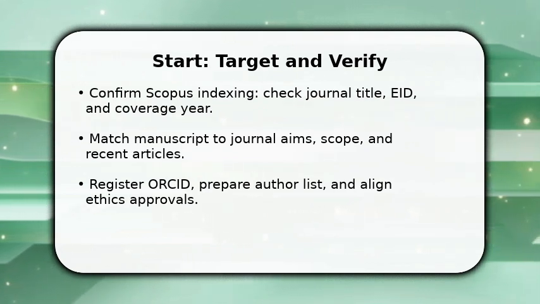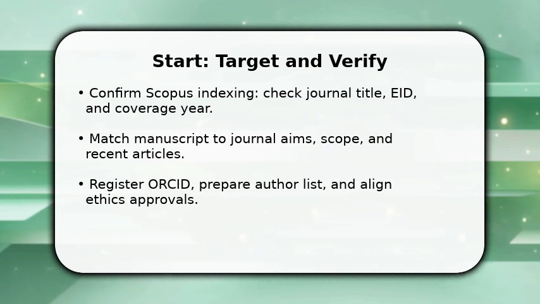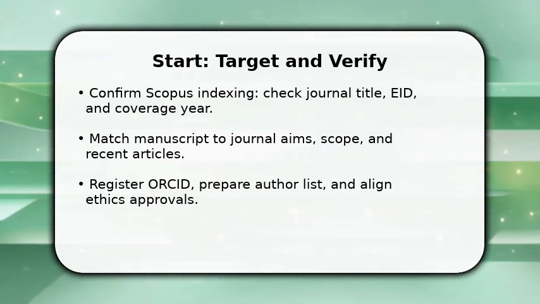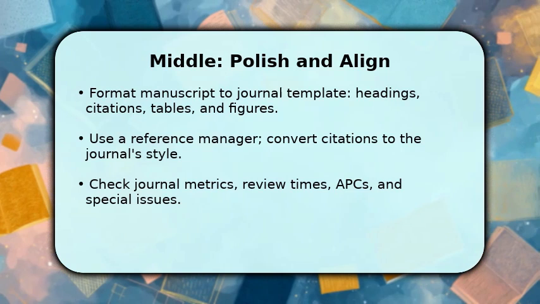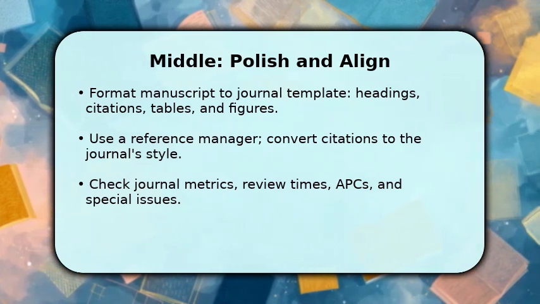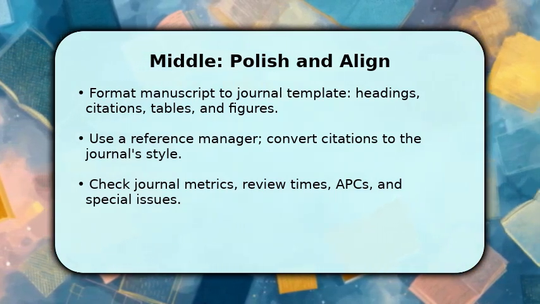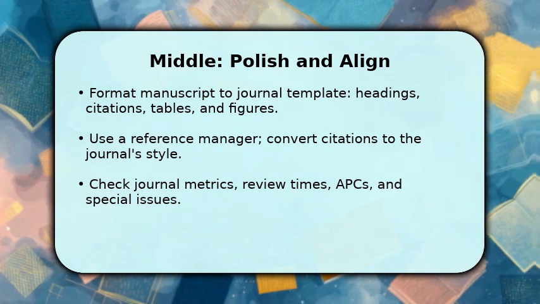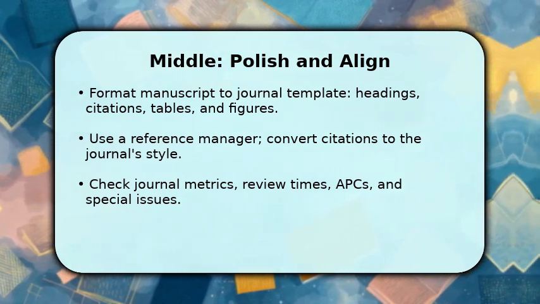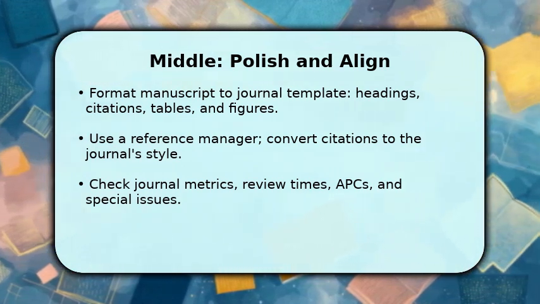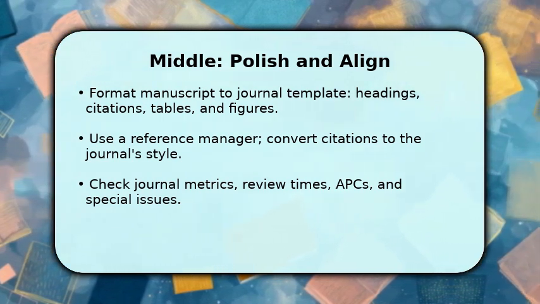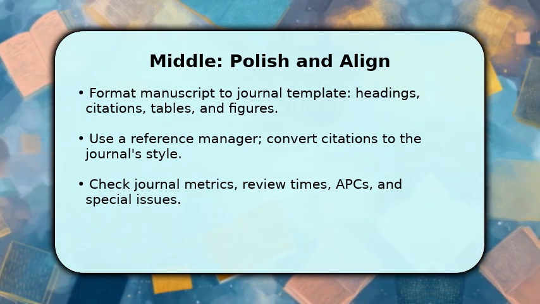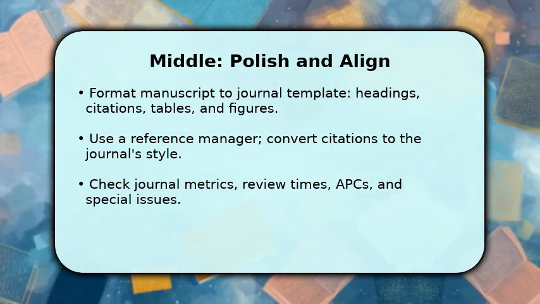Begin drafting the abstract and methods immediately, focusing on clarity and replicability so reviewers can assess novelty fast. Now you polish the manuscript to match the journal template, restructure headings, format tables and figure captions, and ensure citations follow the required style. While doing this, use a reference manager to avoid errors and to convert the bibliography quickly. Also check Scopus metrics, review timelines, and any APCs or special issues that might speed acceptance.